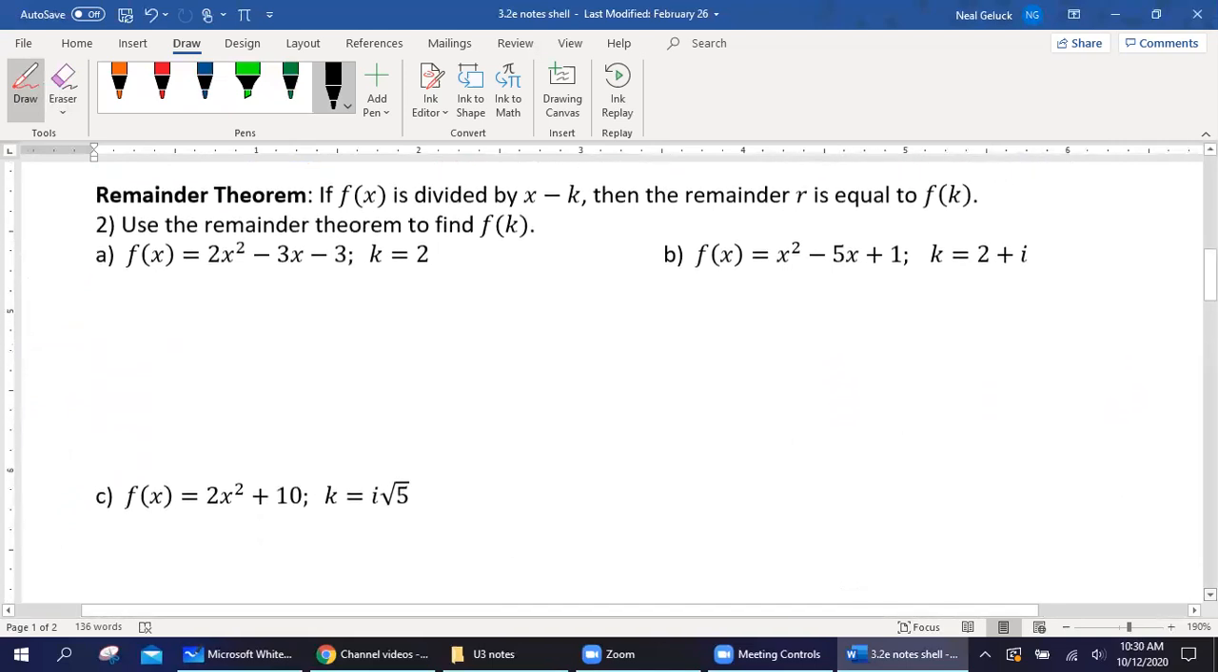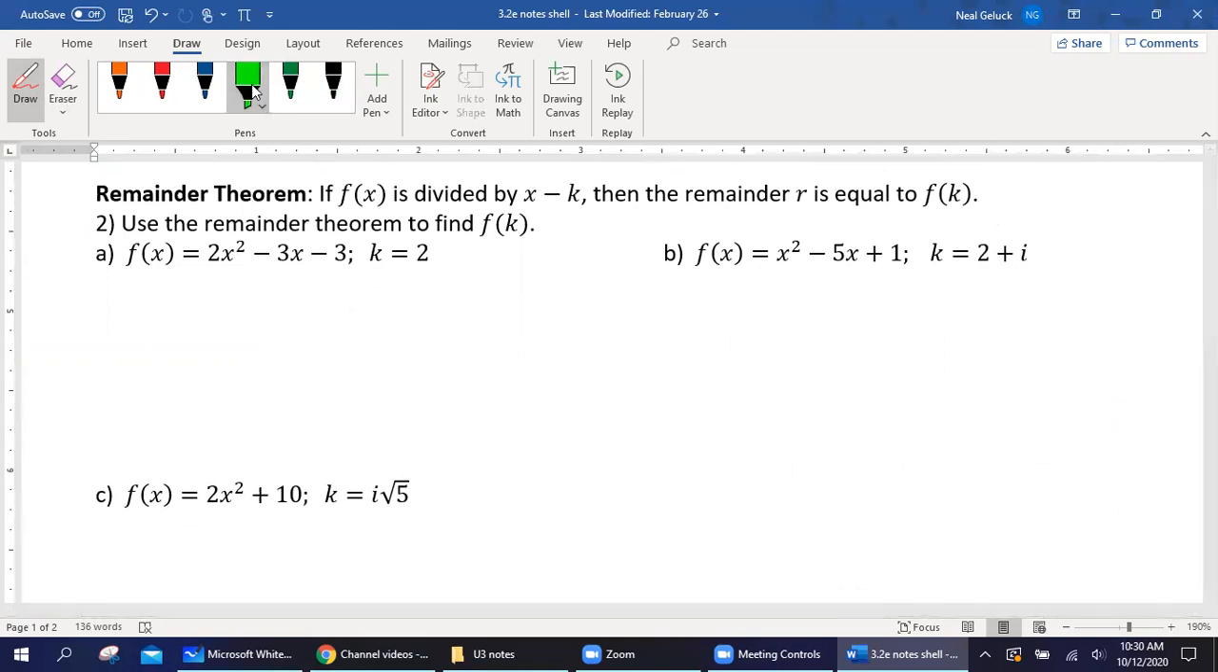The next thing we're going to talk about is what's called the remainder theorem. If I divide some function by, and again, notice this is linear, x minus k, it turns out that the remainder is actually just equal to what I get if I plug k into the function. So this is actually going to give us a fast way of knowing if something is a factor.